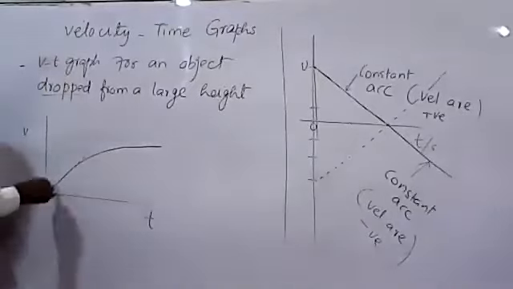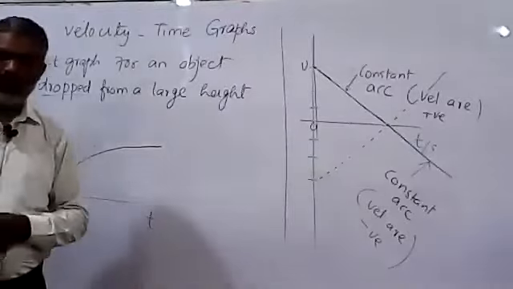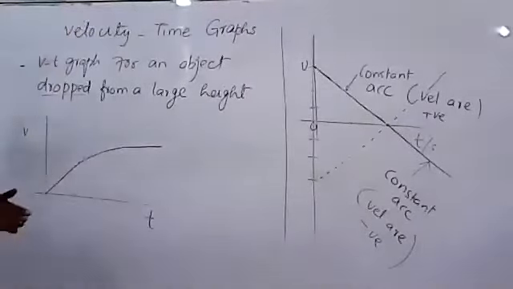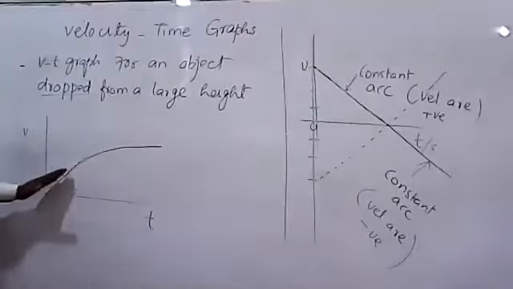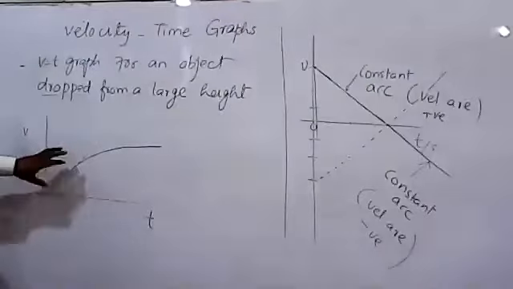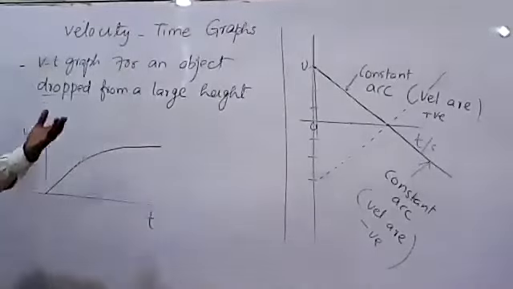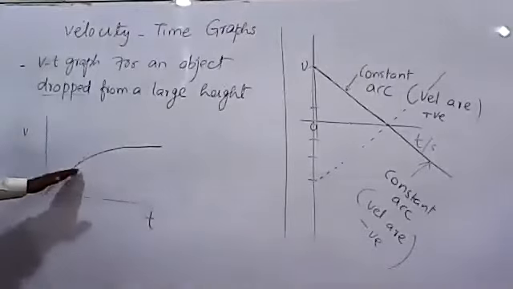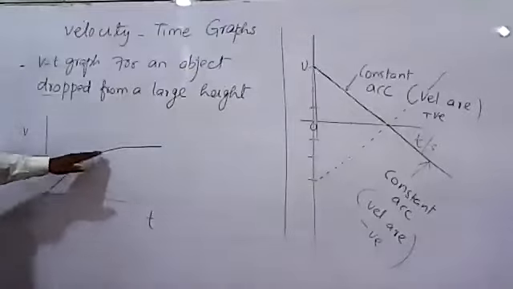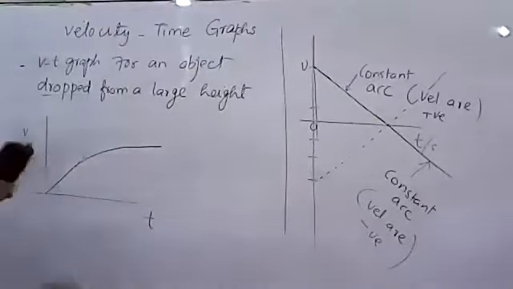So initially, it's not possible to distinguish between the two situations, whether the object has constant acceleration or it's variable. It's not easy to tell. During the first few seconds, the object falls as if it's falling from a small height. But soon after, this curve shows that its acceleration has started decreasing.